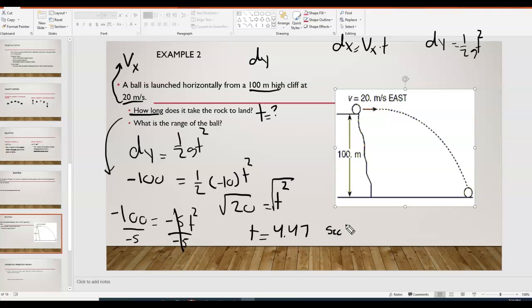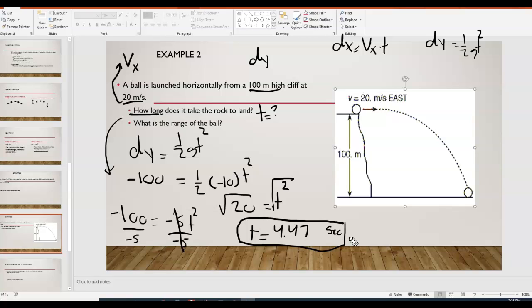And I'm going to write "seconds" for seconds. Normally I would write an s for seconds, but it's hard to tell with my handwriting if it's a 5 or an s. So 4.47 seconds, or you could say 4.5 seconds, and that would be fine. Okay, so we're halfway done with example 2. We just found the time it takes the rock to land.